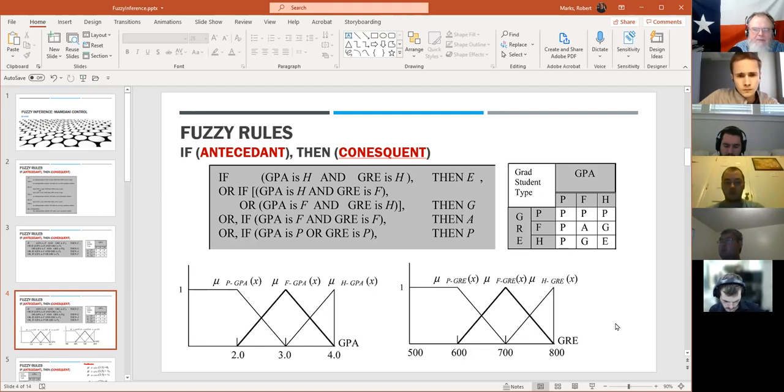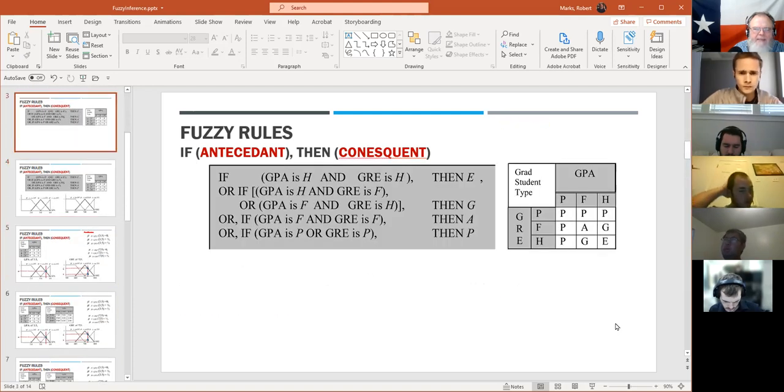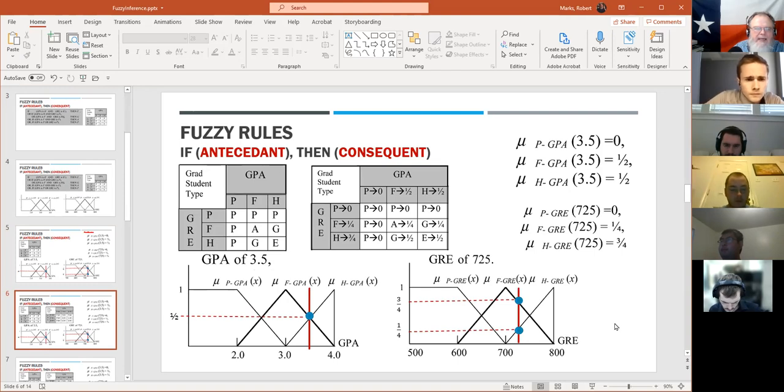So here we go. We set this up, and let's suppose that somebody came along and they had a GPA of 3.5 and their GRE was 725. You see that? What we need to do now is take those two crisp numbers, a 3.5 on the left for the GPA and a 725 on the right, and expand them into a fuzzy vector. You can see on the left here, this 3.5 doesn't even intersect the poor curve, right? So there's zero membership. The 3.5 is totally outside the set of poor GPAs.